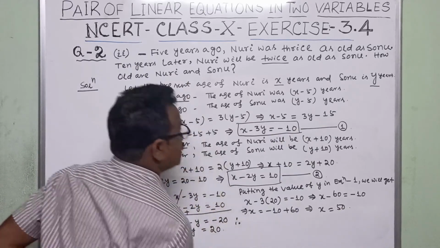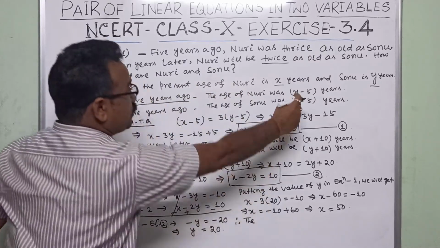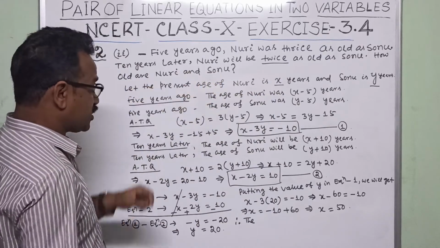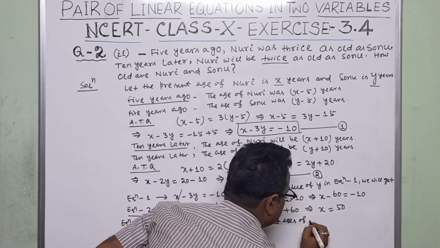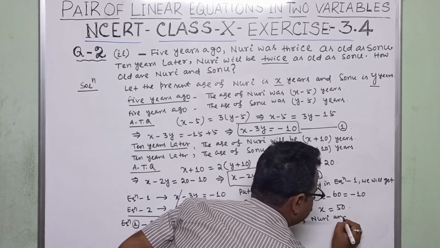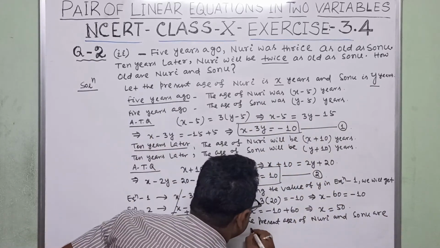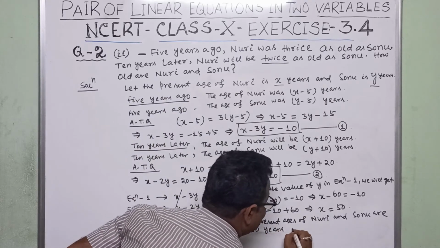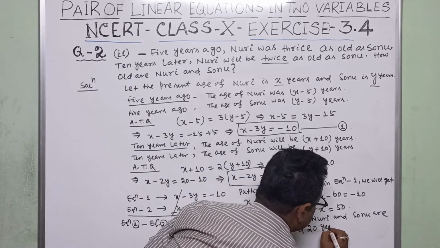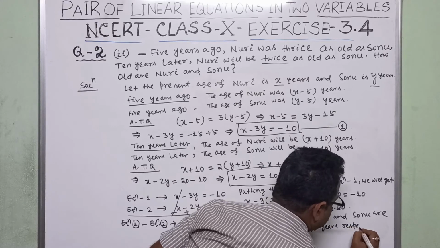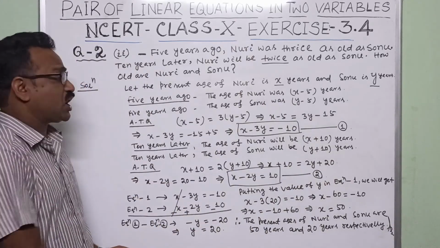Therefore, who is x? The present age of Nuri. What do we have to find out? How old are Nuri and Sonu? The present ages of Nuri and Sonu are: Nuri is 50 years and Sonu is 20 years, respectively. So this is the required solution. Note it down.